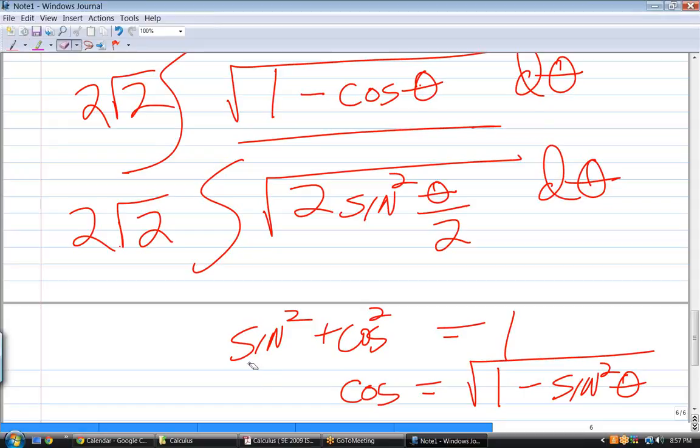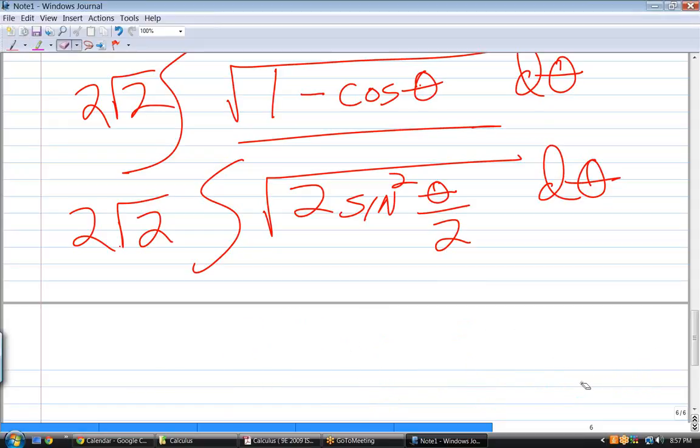Hold on. The half angle. Trying to figure out how they get from 1 minus cosine theta to this. I mean, I believe it, but I'm at a loss for trig identities at the moment to know how they get that. But let's accept that on faith for the moment, that the square root of 1 minus cosine theta is the same as the square root of 2 sine squared theta over 2. This probably comes from the half angle identity.